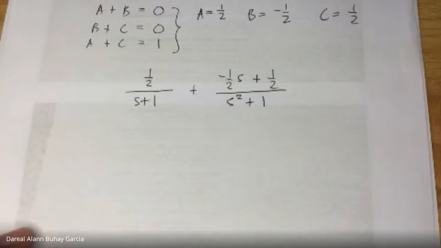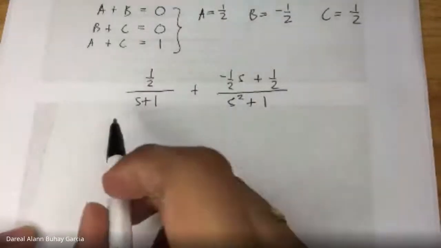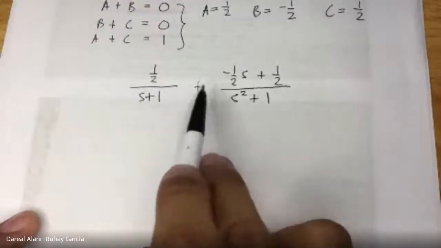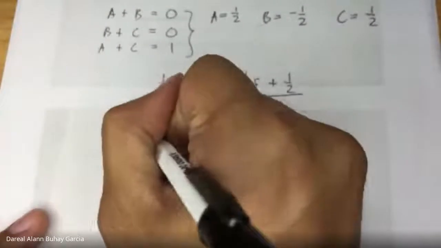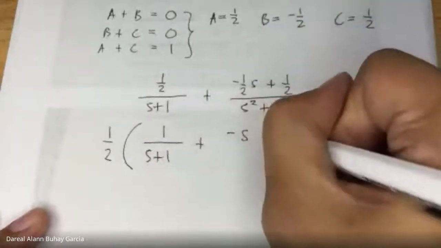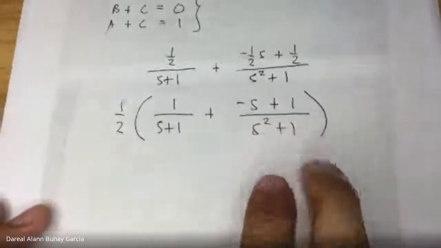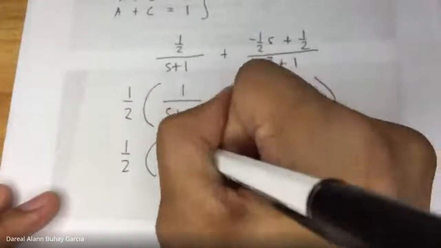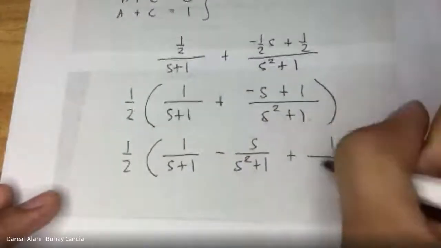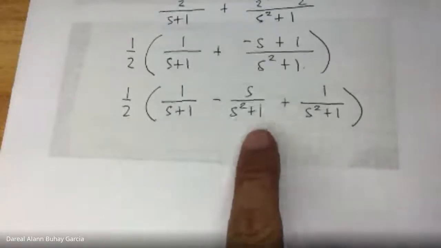Okay. Or we can remove the 1/2. And we can separate it: minus s over s squared plus 1 plus 1 over s squared plus 1. So now this is inverse Laplaceable.